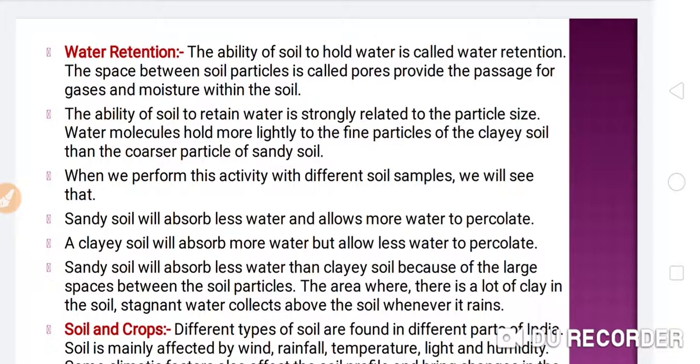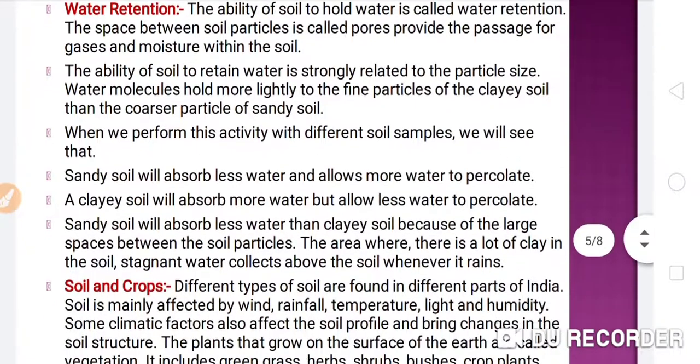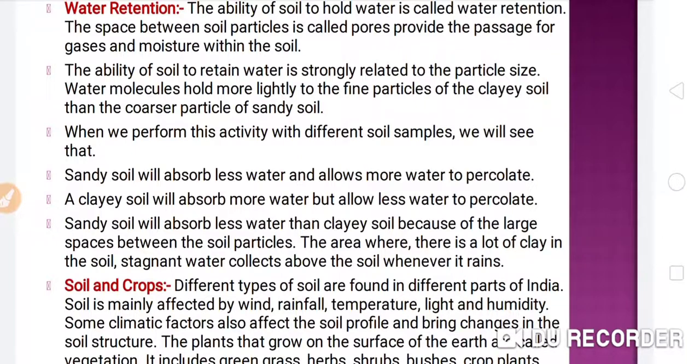Okay, if we talk about the clay soil, it will absorb more water but allows less water to percolate. Why? Due to the smaller size in comparison to the sandy soil. So sandy soil will absorb less water than the clay soil because of the large space between the soil particles. In an area where there is a lot of clay in the soil, stagnant water collects above the soil whenever it rains. Okay, this is the answer.